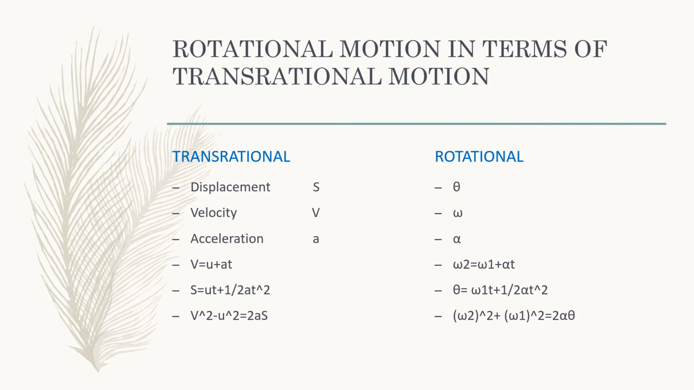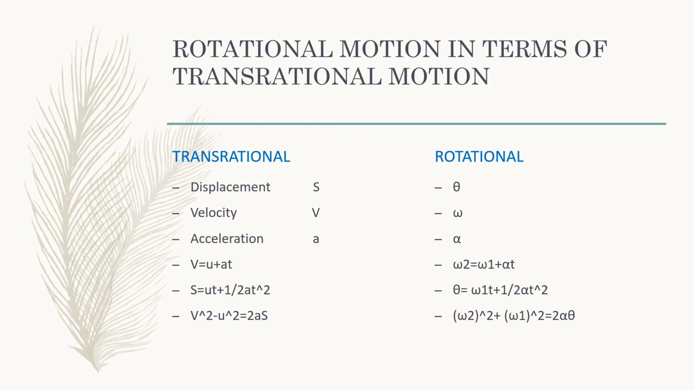Rotational motion in terms of translational motion. Now we are converting translational motion into rotational motion. We can use this because we know translational motion from our common experience, but rotation is a new topic for us, so we convert rotational motion into translational motion, which is very easy. So let's start. In translational motion, displacement is written as s. In rotation it is written as theta. Velocity is written as v, but in rotation it is written as omega. Acceleration is a in translation and alpha in rotation.